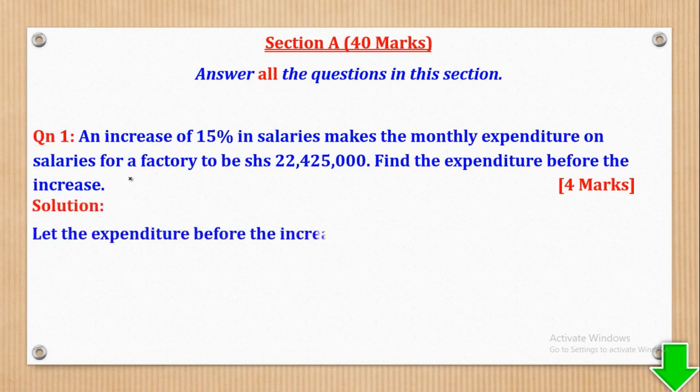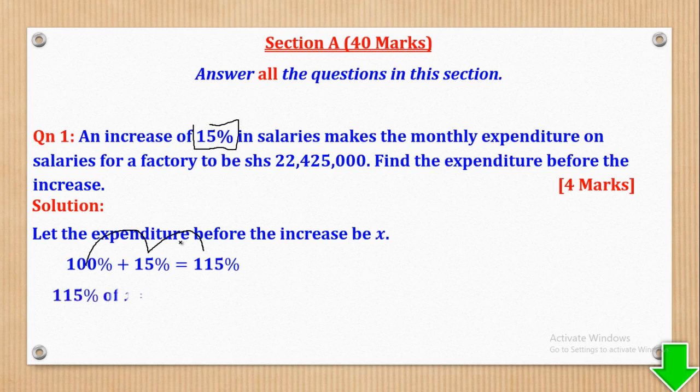Therefore, the first thing to do is to say that let the expenditure before increase be X. Or that you have to get the new percentage. Remember that it increased by 15%, so the new percentage will be 100 plus 15 to give you 115%. What does that mean? It means that 115% of X, which is the original expenditure before increase, will be equal to 22,425,000.